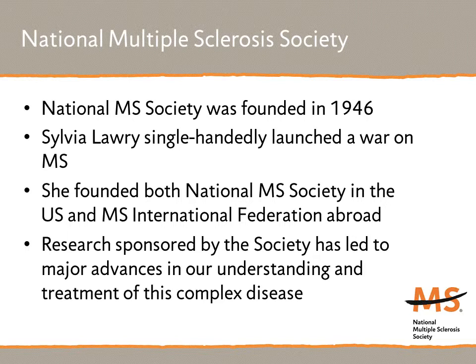In 1946, the National Multiple Sclerosis Society was born, and in 1947, the Society sponsored its first 3 research projects. Today, the National MS Society is a driving force of MS research, and global research efforts are underway. Research sponsored by the Society and its many partners in government, other MS societies, and the private sector has led to major advances in our understanding and treatment of this complex disease. Since its founding, the National MS Society has expended over $771 million to advance MS research.